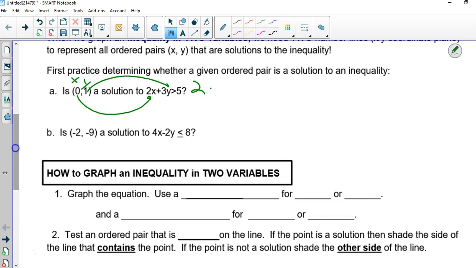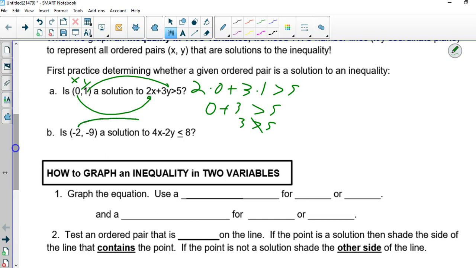So 2 times 0 plus 3 times 1 greater than 5. Well, 2 times 0 is 0, plus 3 times 1, which is 3, greater than 5. 3 greater than 5? No. False statement. So 0, 1 is not a solution. It is not in the area that makes that a true statement.